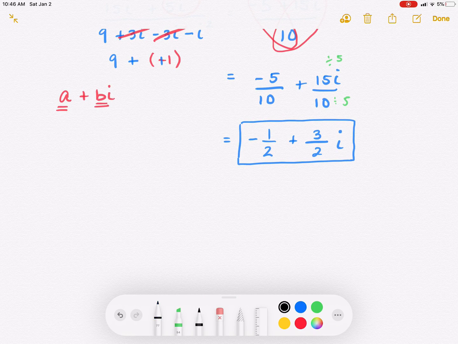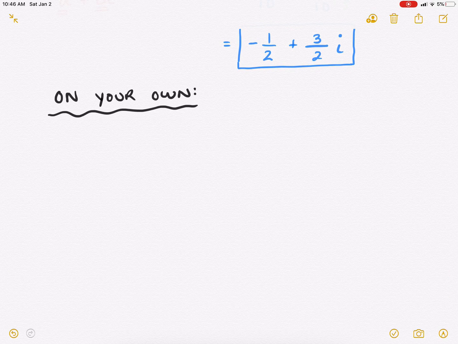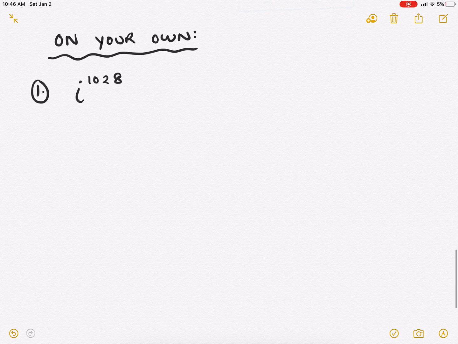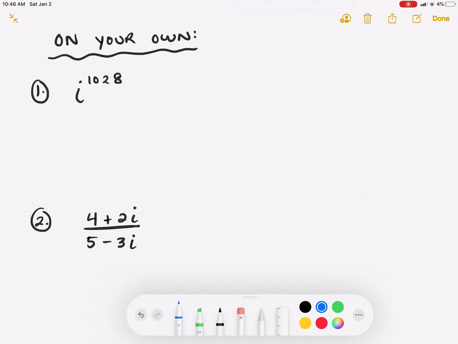Now, this last part here, we're going to just do a couple on your own. This is where you can certainly make the pace of this what you need. So I'm going to put up 2 problems, and you can either hit pause and work on them on your own, or we can stay together and work through these together. So i to the 1028 power, and then we're going to do 4 plus 2i divided by 5 minus 3i. Okay, so hit pause if you want and think about how to work through these, or you can stay with me and we'll go over them together.